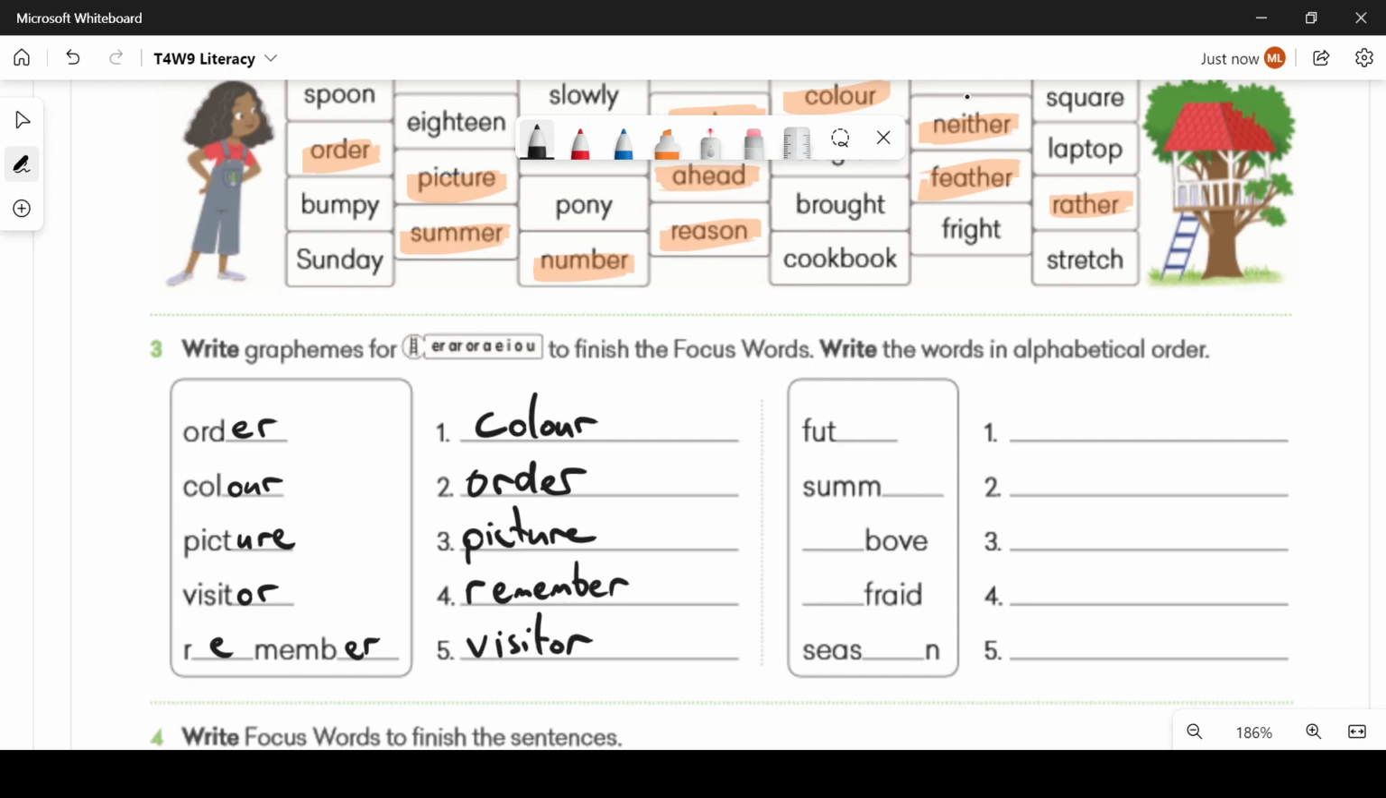visitor. All right, this one, future. Summer, above, afraid, season. A, B comes before A, F. A, B, U, R, L, A, B, B, F, G, future. Then the S's are the same, so S, E comes first, season, summer.